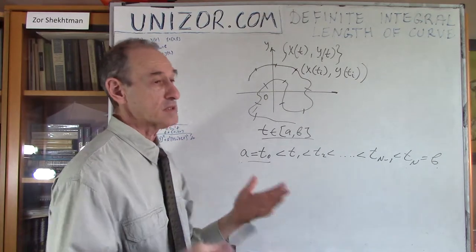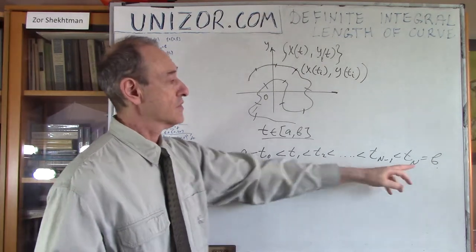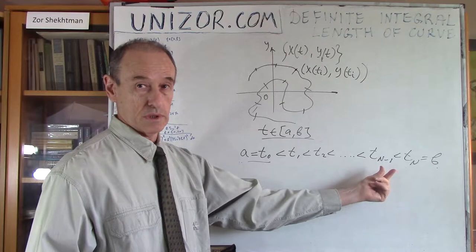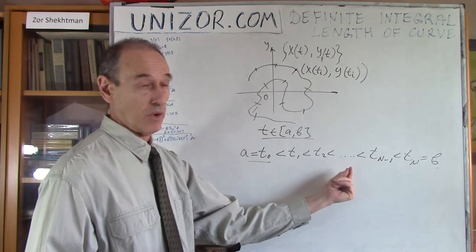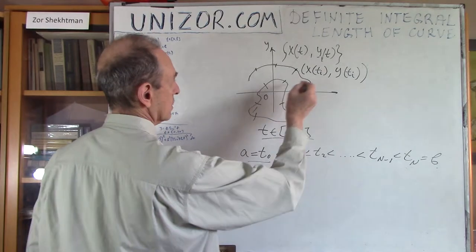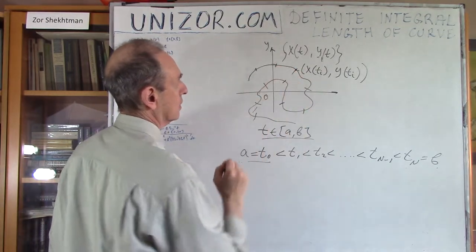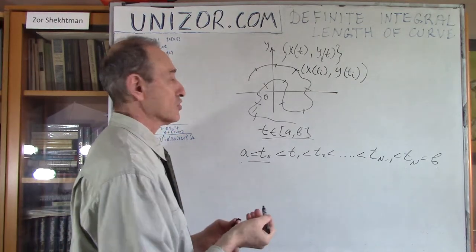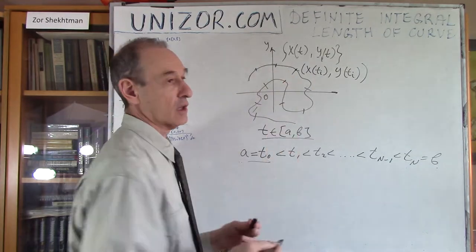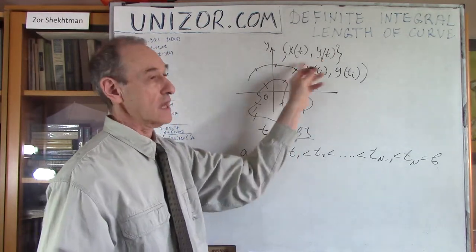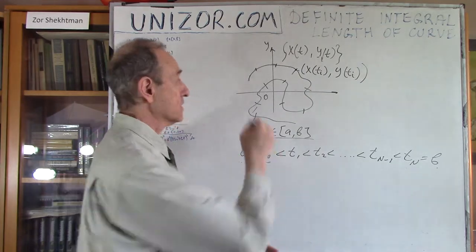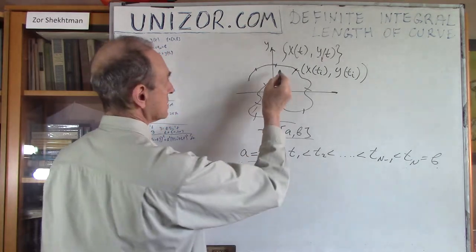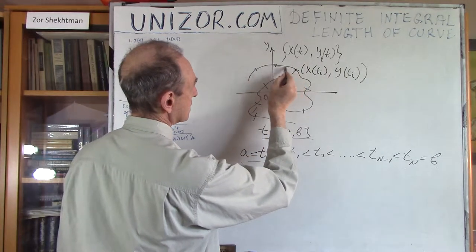Okay, now, if the pieces are small enough, so if this n is large enough and the distance between different breakpoints is small, each particular thing from here to here can be approximated with a straight line. And obviously approximation is better if these points are closer to each other. Now, if my functions x of t and y of t are smooth enough, this curve would be smooth enough. And for a smooth curve, it makes sense to replace the length of this arc with a straight line.